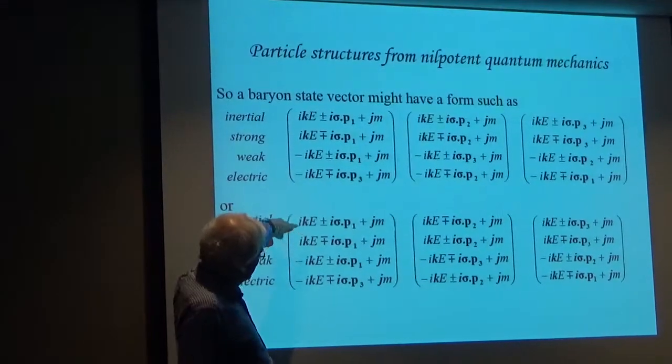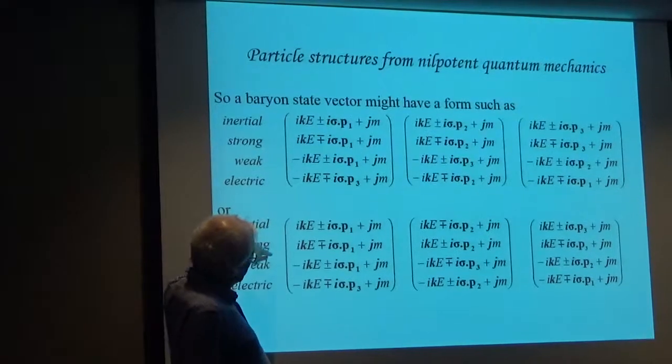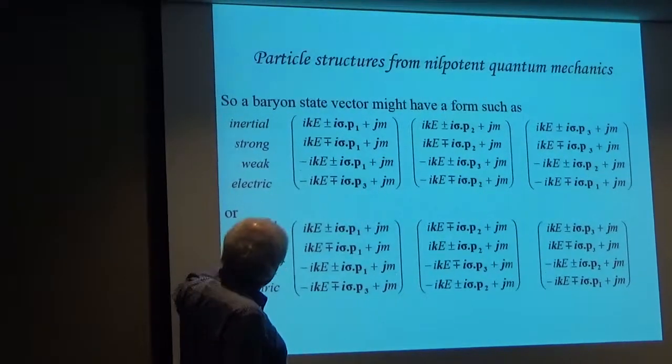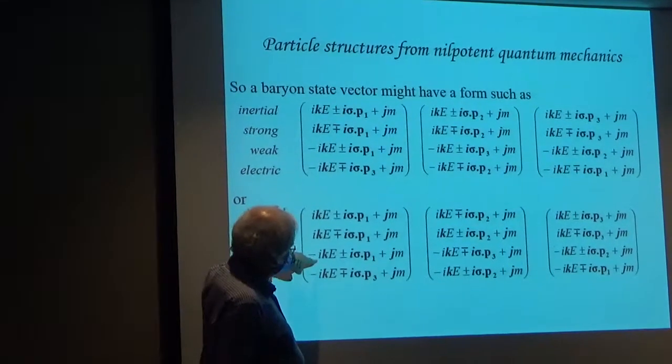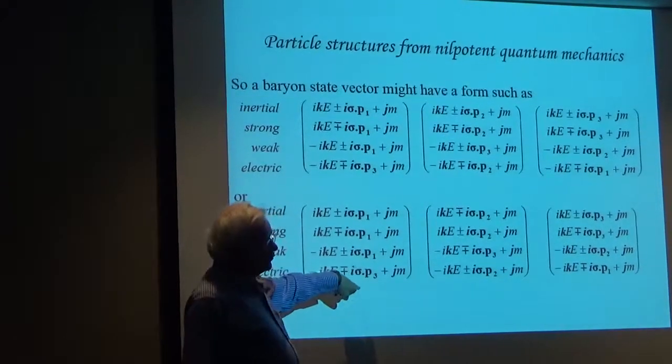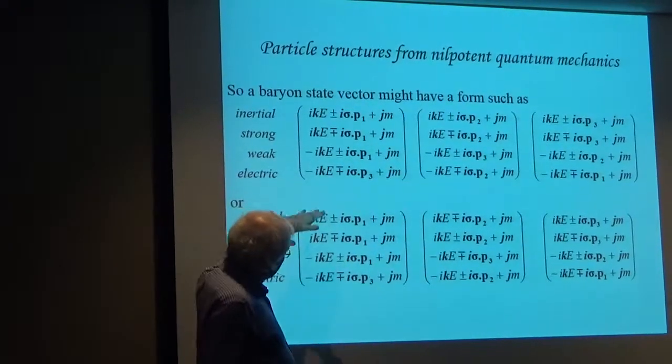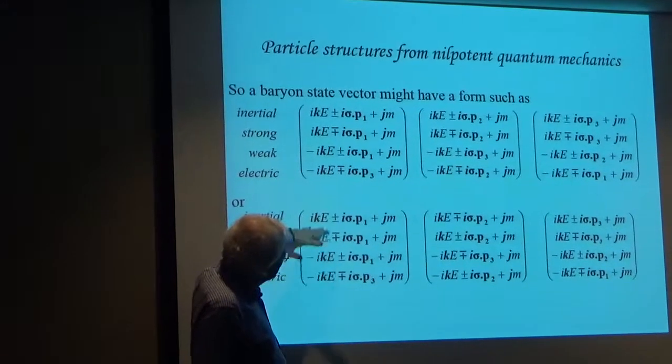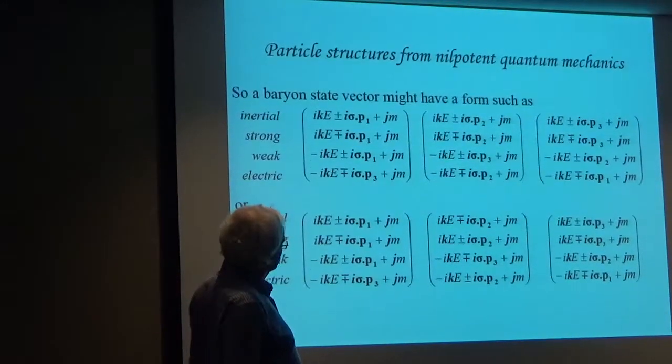That's 1 times the object. This is the strong. That's I times the object. This is the weak. That's K times the object. That's the electric. That's J times the object. And those vacuums can fit into this structure.